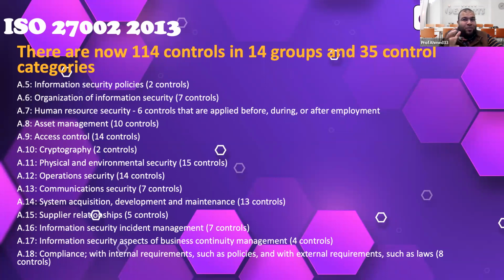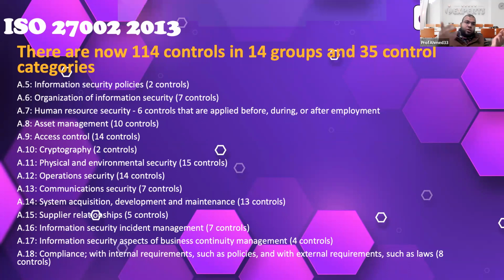So we can say ISO 27002 is the set of controls that we have to implement in the ISMS, the Information Security Management System, to be ISO 27001 compliant. To be ISO 27001 compliant, you must implement both ISO 27001 and ISO 27002, because 2 is a part of 1.